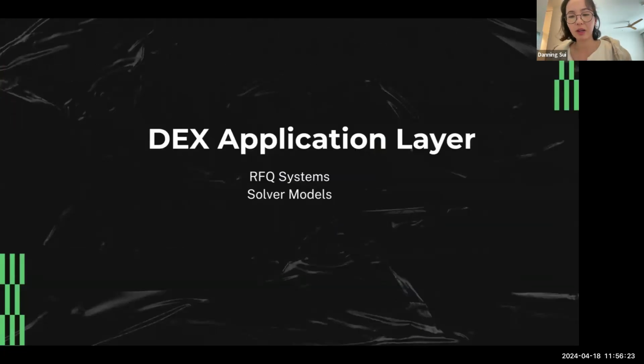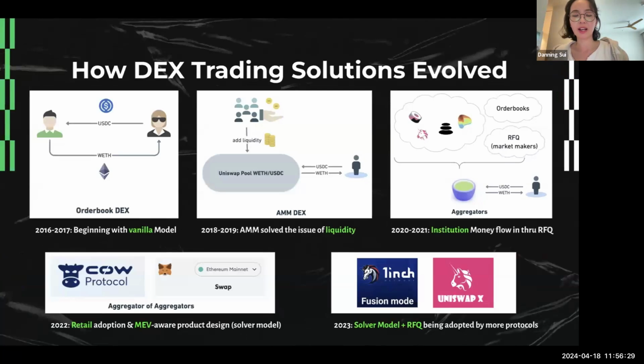Let's go to the DEX application layer one first, which includes the RFQ system and solver models. To lay the context, I want to show quickly how the DEX trading space has evolved from 2017 to today, 2024. It started with a very naive model, basically hosting an order book saying if a user wants to trade, just come to us, tell us what token A and token B and token A amount, token B amount you want to trade.